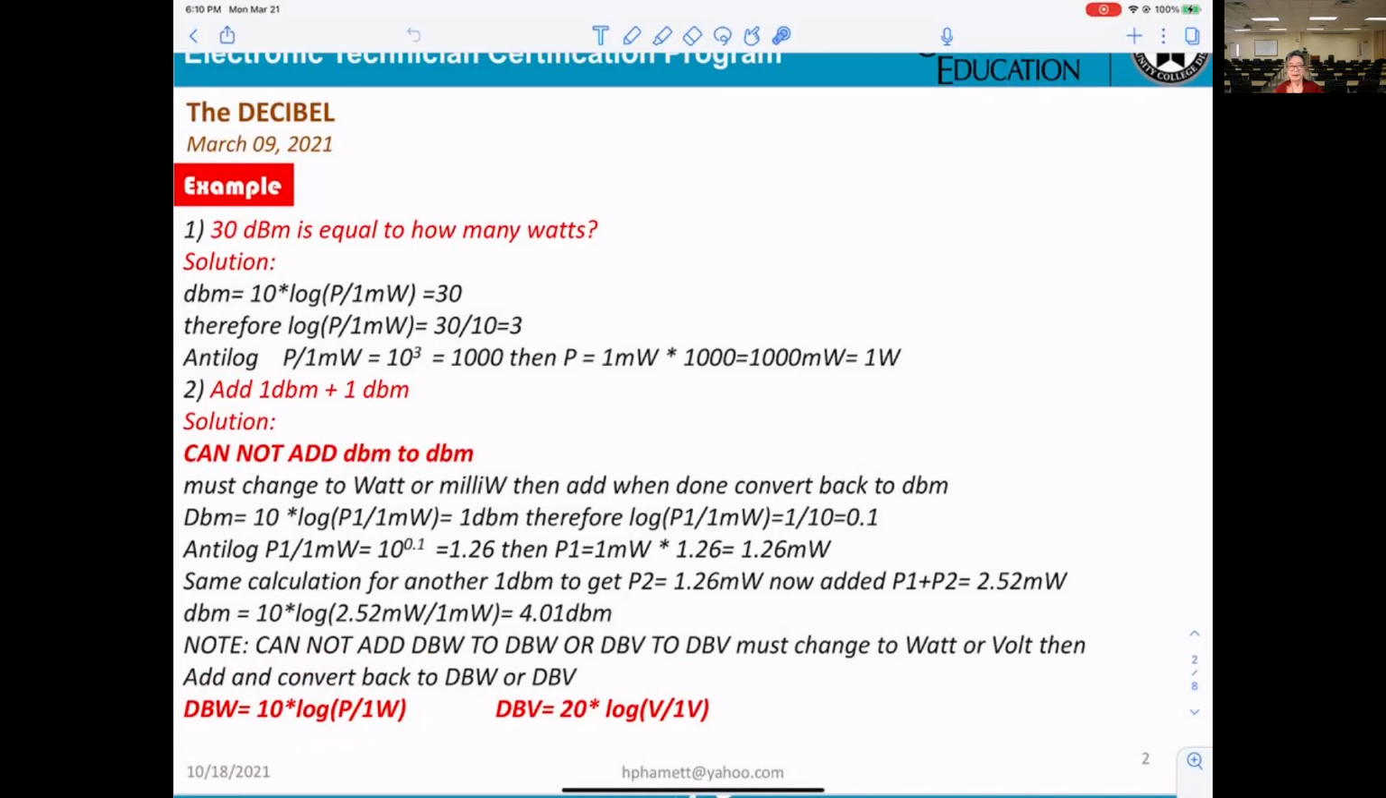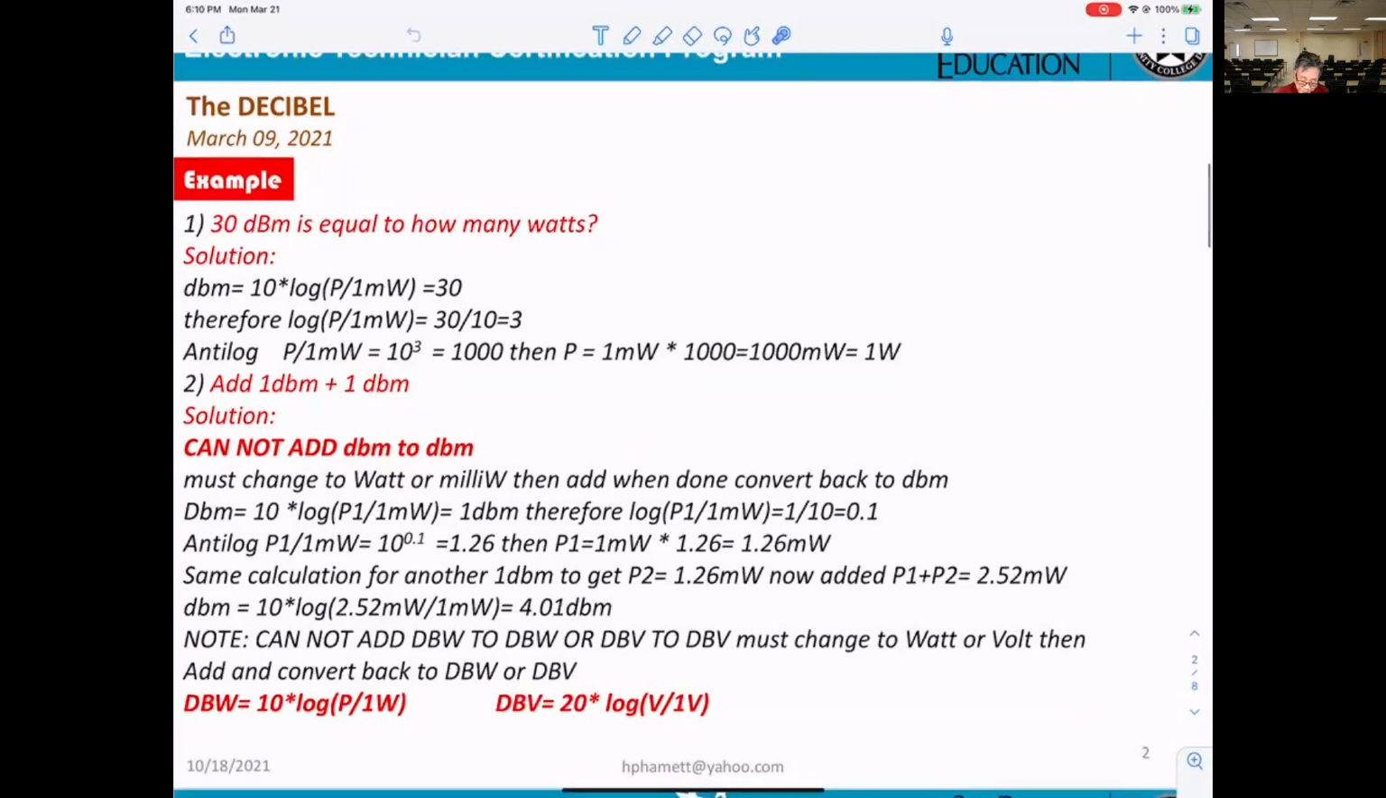So in here we get dBm, dB watt, and dB volt. They get a different formula. Okay, any question up to this point? Nothing.